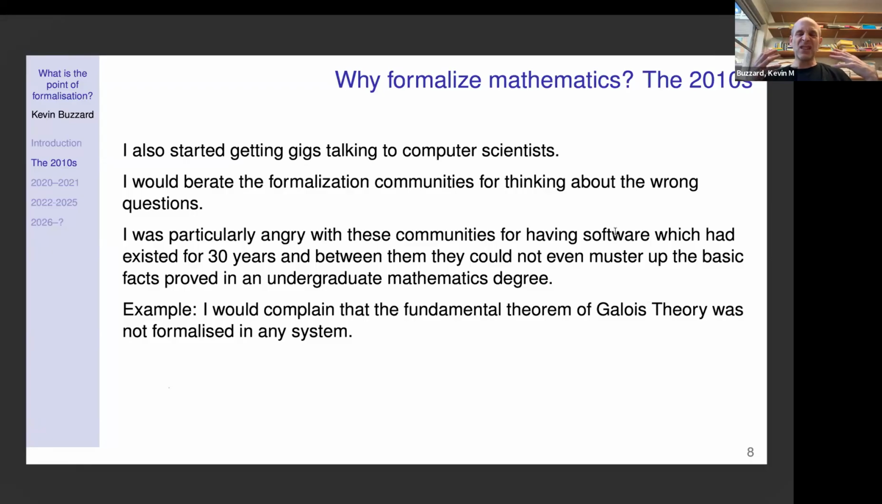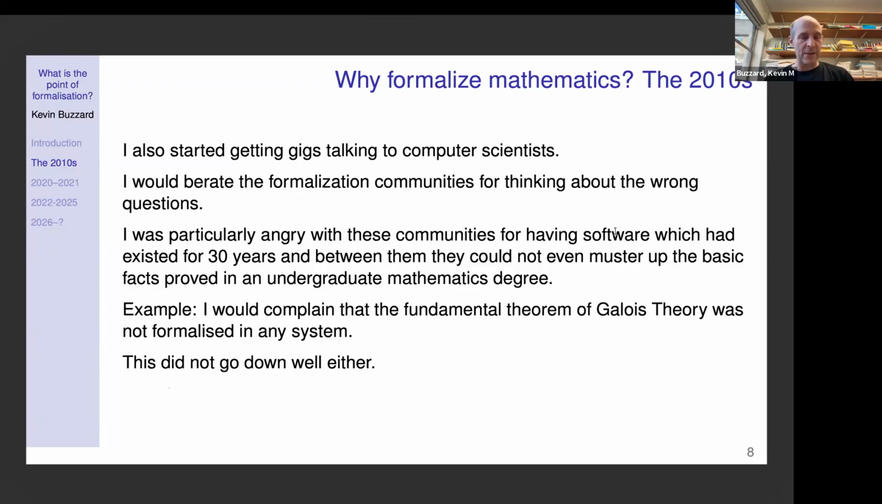And somehow I could just see that formalizing the basics of Galois theory would be a really, really nice and interesting project. And I was kind of amazed that nobody had done it. So this was my go-to example. Why has nobody done the fundamental theorem of Galois theory? Because it's such a fundamental question.